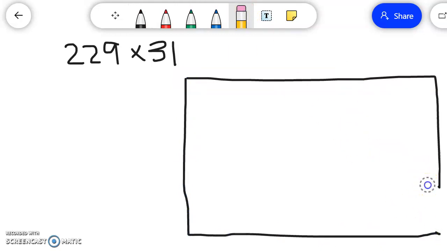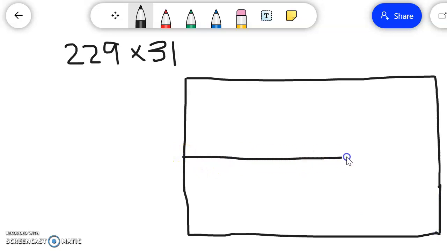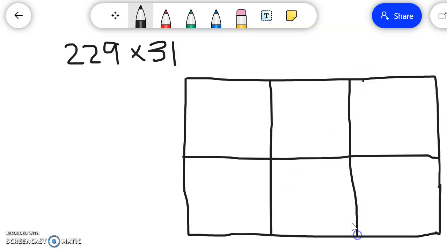Let me erase right there. And let me connect my box. All right. Now I'm going to draw a line as close across the middle as I possibly can. And I'm going to create 2 rows. And now I need 3 columns. So I need 1 line going down right there. And then 1 line going about right there. Try to make them as equal as I possibly can.